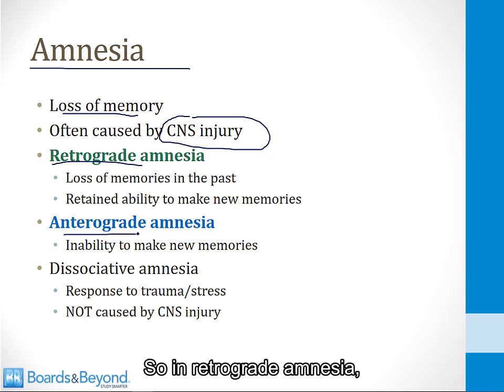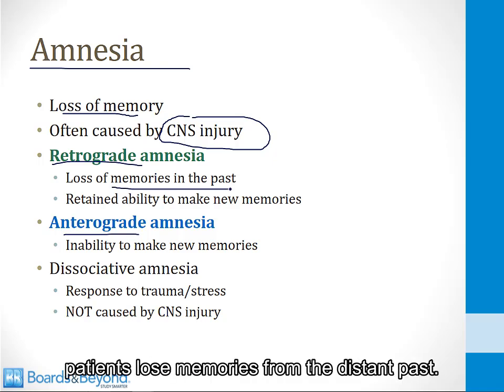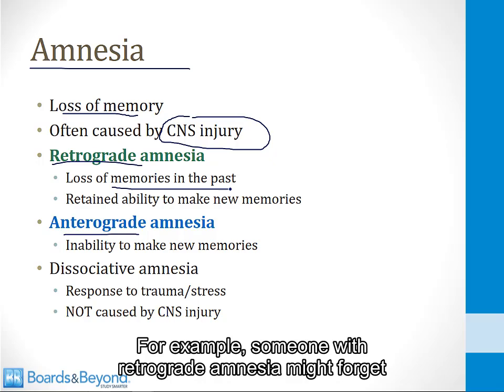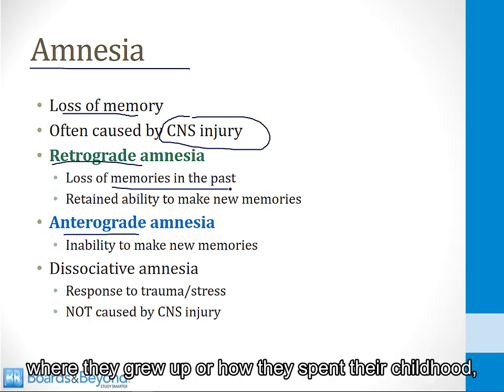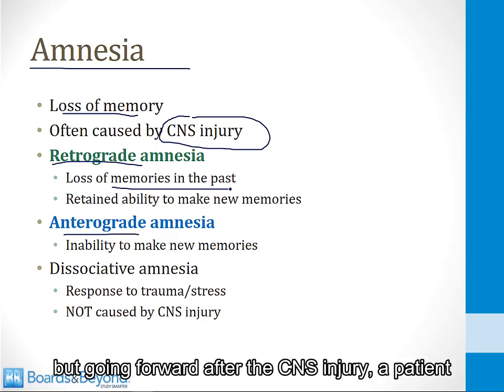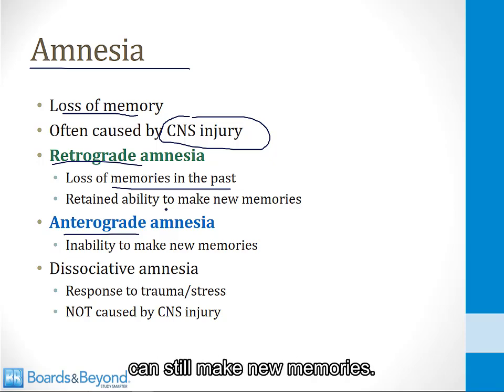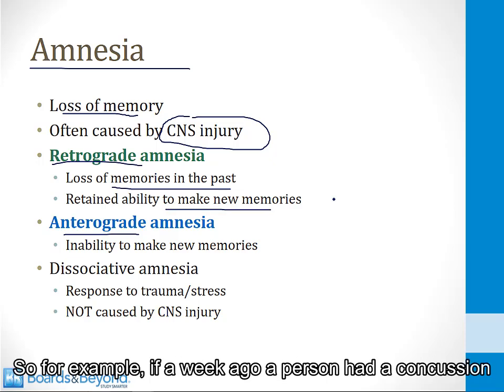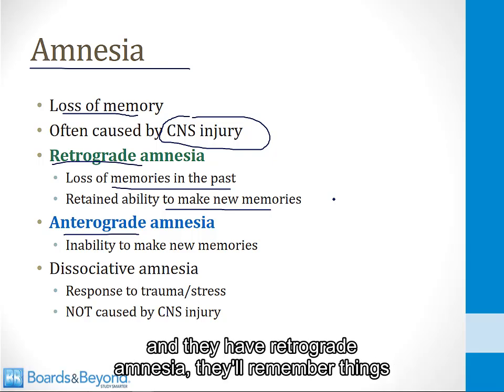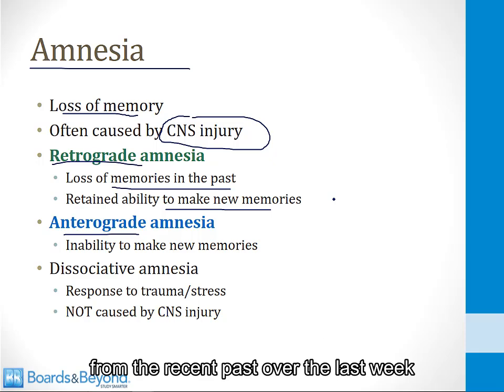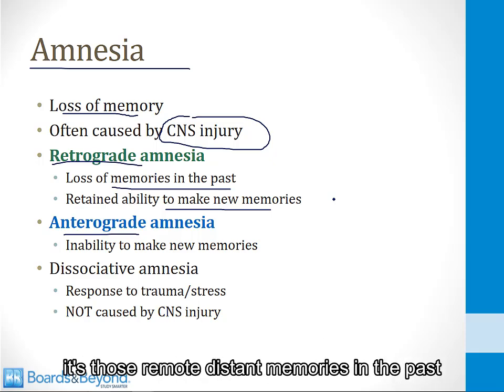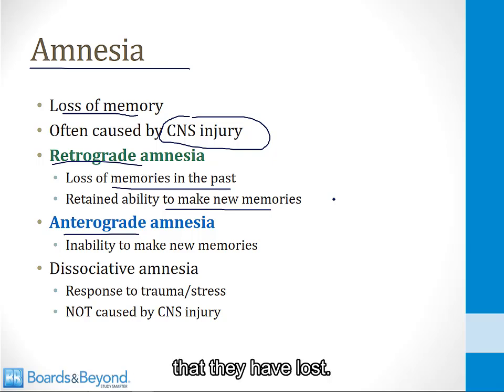In retrograde amnesia, patients lose memories from the distant past. For example, someone with retrograde amnesia might forget where they grew up or how they spent their childhood. But going forward, after the CNS injury, a patient with isolated retrograde amnesia can still make new memories. So for example, if a week ago a person had a concussion and they have retrograde amnesia, they'll remember things from the recent past over the last week because they're still making new memories. It's those remote, distant memories in the past that they have lost.